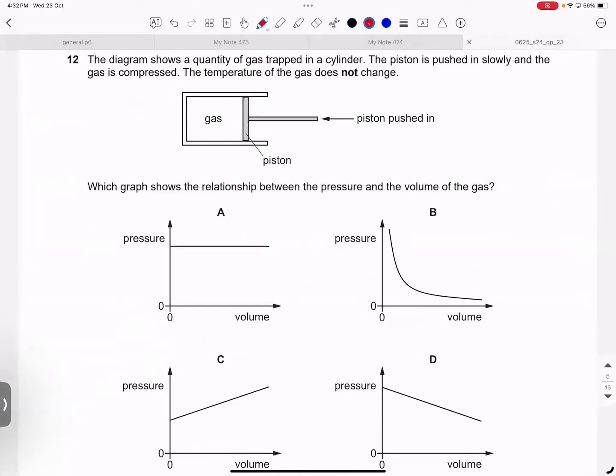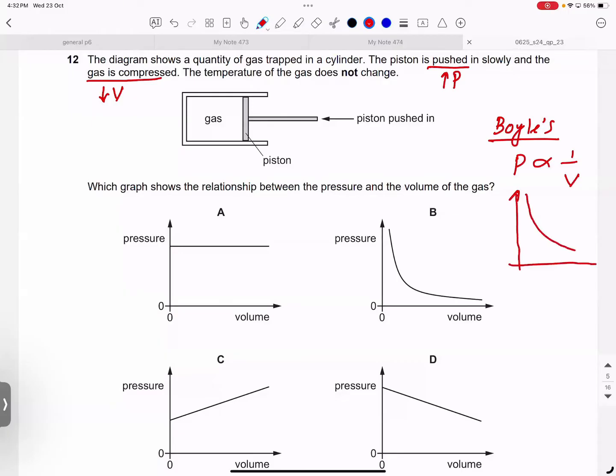The diagram shows a quantity of a gas trapped in a cylinder. The piston is pushed in slowly and gas is compressed. Again, it's quite similar to the previous. When you are pushing, the gas is compressed, so you are increasing the pressure. The volume is decreasing. Boyle's law says that the pressure of a gas is inversely proportional to volume. If 2 quantities are inversely proportional, their graph is a curve, asymptotic to both x-axis and y-axis. The option is B.